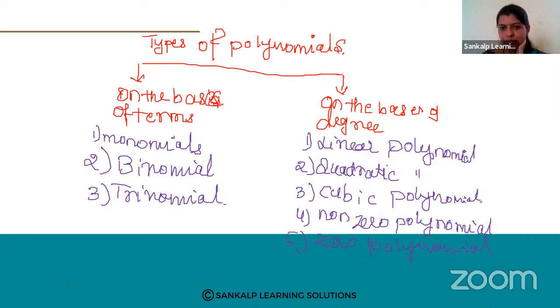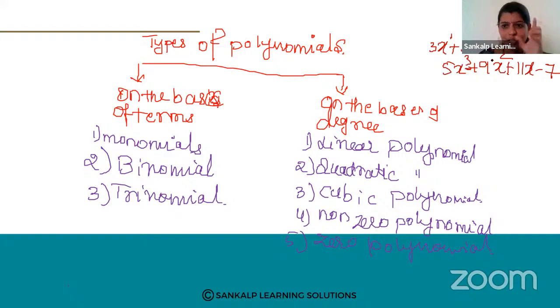Degree means the highest power of the variable, we call it a degree, right? For example, 3x plus 5. What is the degree of the variable x here? That is 1. So the highest degree is 1. If I write 5x cube plus 9x square plus 11x minus 7, then what is the highest degree here? Highest degree is 3, right?